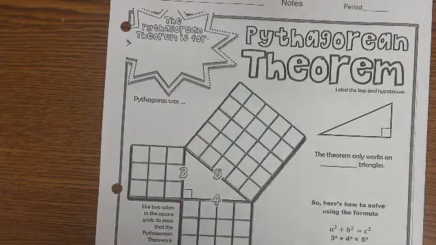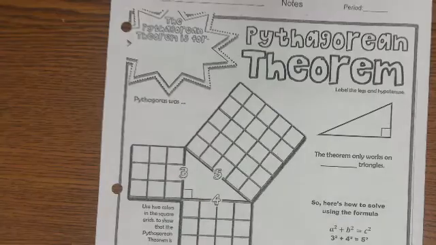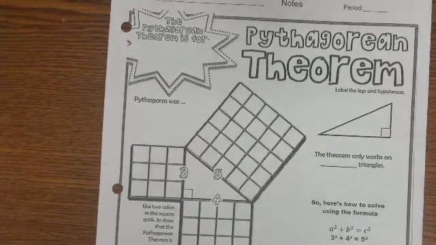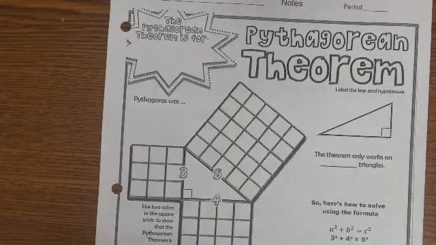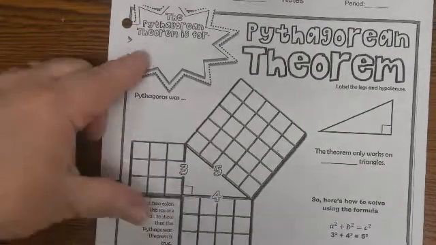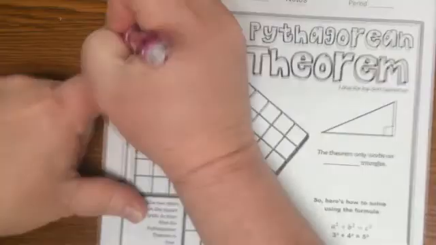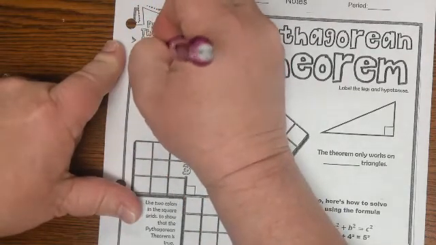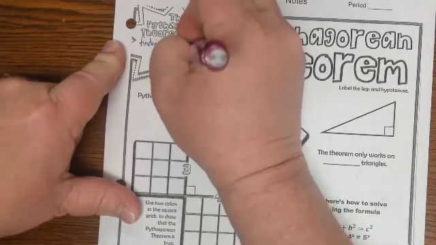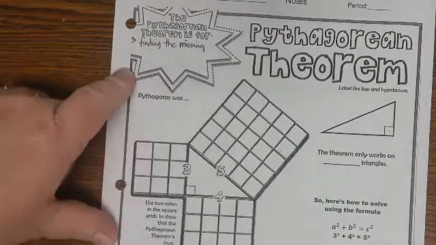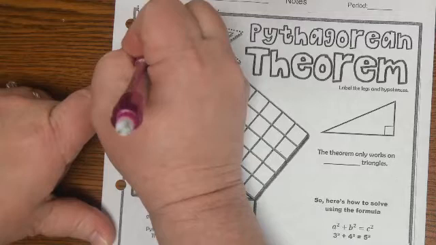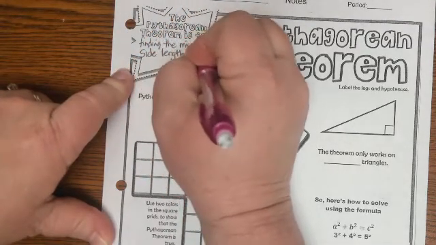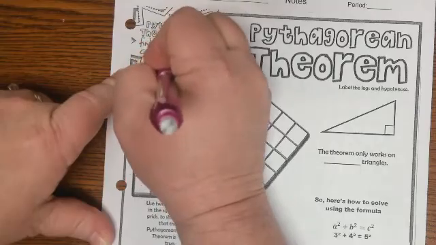Okay, today's topic is the Pythagorean theorem. And Pythagorean was a Greek guy who came up with this theorem that we're going to talk about today. And the Pythagorean theorem is used for finding the missing side length of a right triangle.